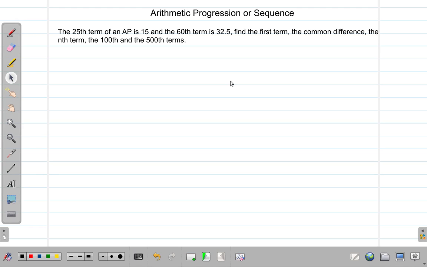We continue talking about the arithmetic progression or arithmetic sequence. Arithmetic progression is a popular name for it, sometimes just referred to as AP. Our question here says the 25th term of an AP, I just write AP, meaning arithmetic progression. The 25th term of an AP is 15, and the 60th term is 32.5. Find the first term, the common difference, the nth term, the 100th term, and the 500th term.